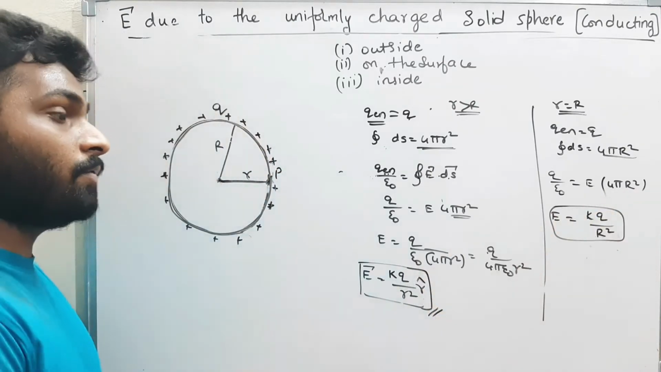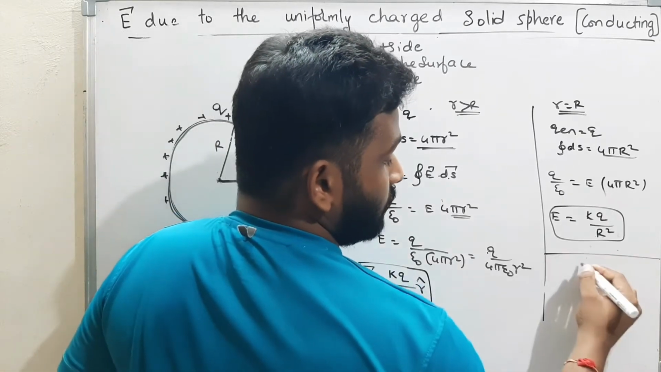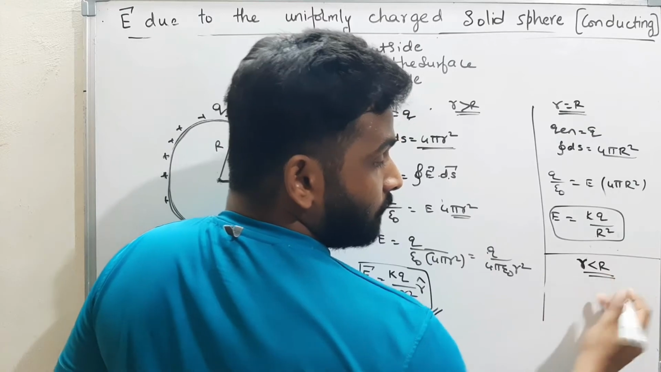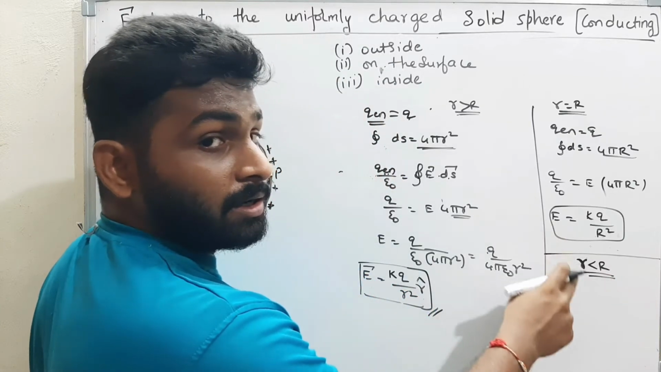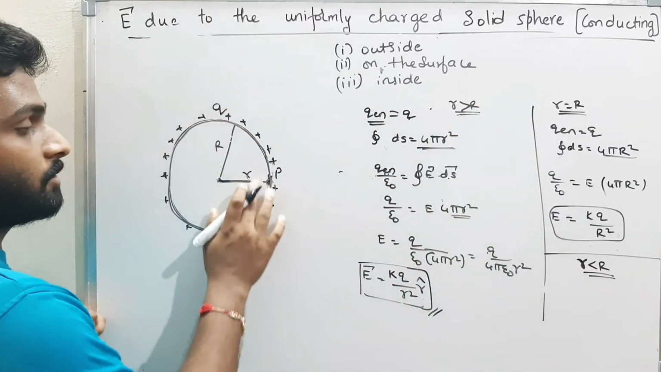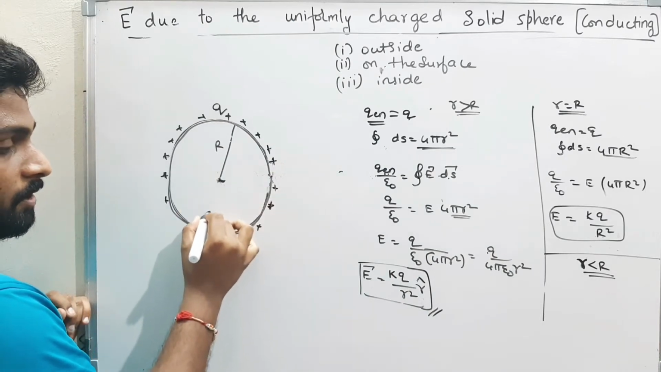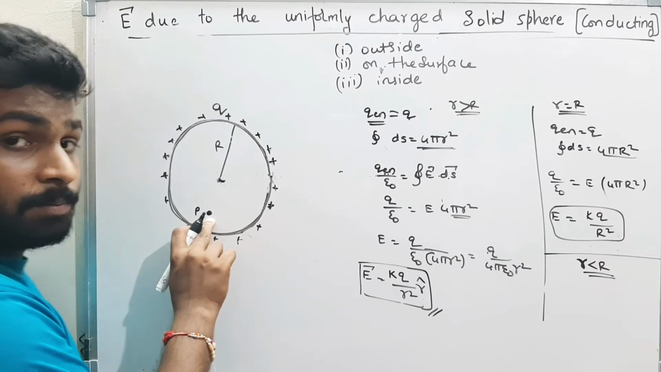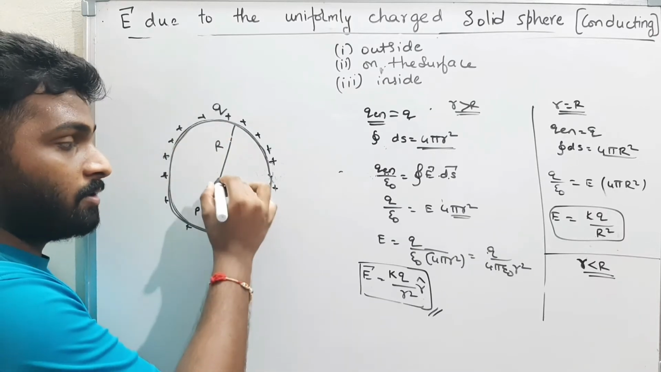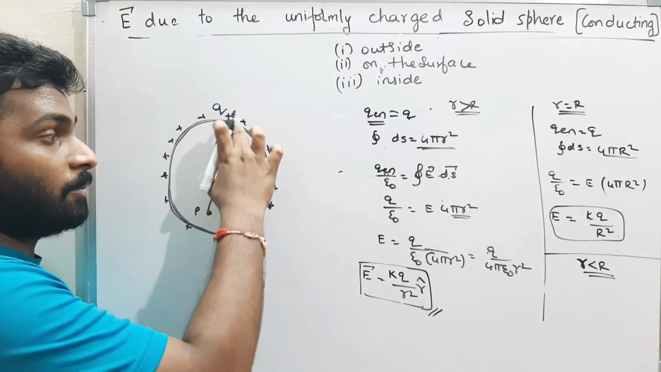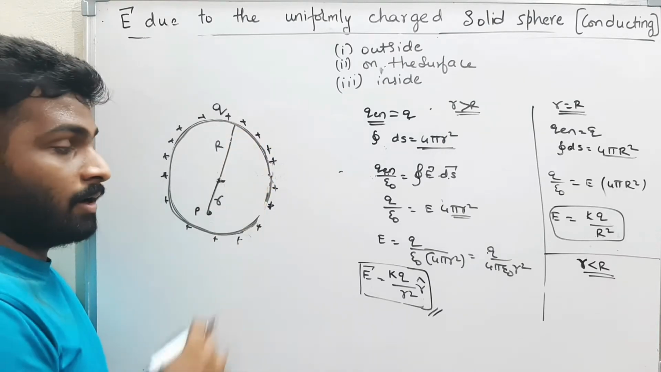Now by chance if they want to find the electric field at a point inside, that means small r is less than capital R, where small r is the distance between the center and the point. See here, I am using some point P here, and this point P is inside the shell. Now what is the distance from the center to this point? That is small r. Small r is less than capital R. I think it is clear.